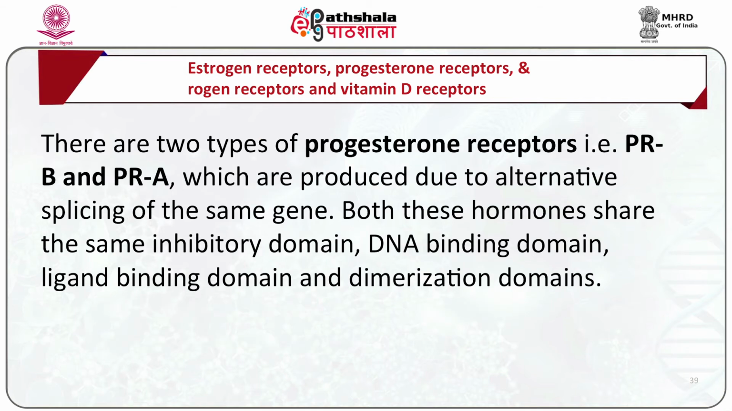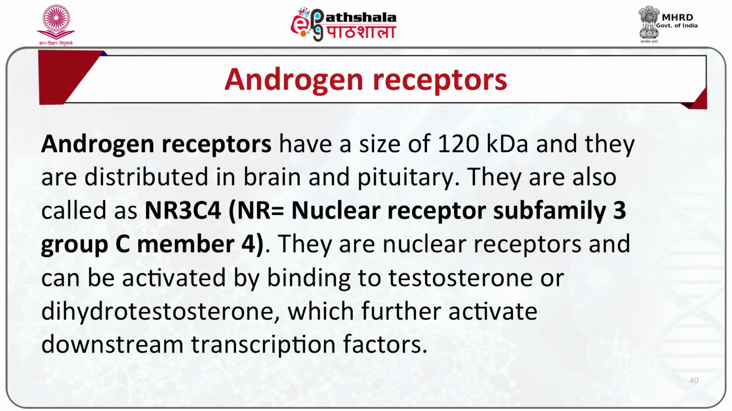There are two types of progesterone receptors, PRB and PRA, which are produced due to the alternative splicing of the same gene. Both these receptors share the same inhibitory domain, the DNA binding domain, ligand binding domain and the dimerization domains. Androgen receptors have a size of 120 kilodalton and they are distributed in the brain and pituitary.